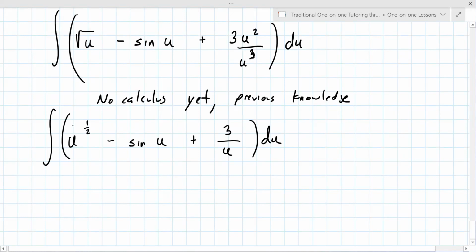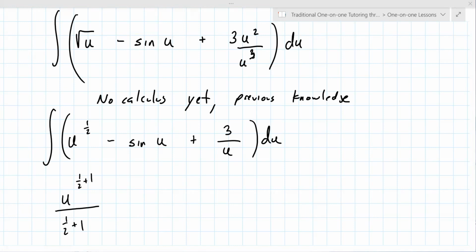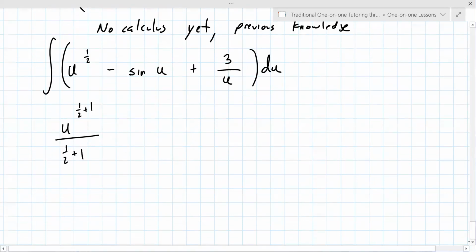So what is u to the 1/2 power? How do we integrate that? Which rule do we use? Use the rule: half plus 1 over, right. 1/2 plus 1, 2 over 2, which is 3 over 2. Okay. 3 over 2. U to the power of 3 over 2 over 3 over 2.